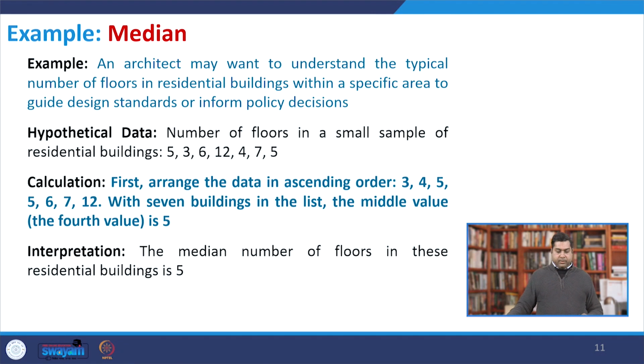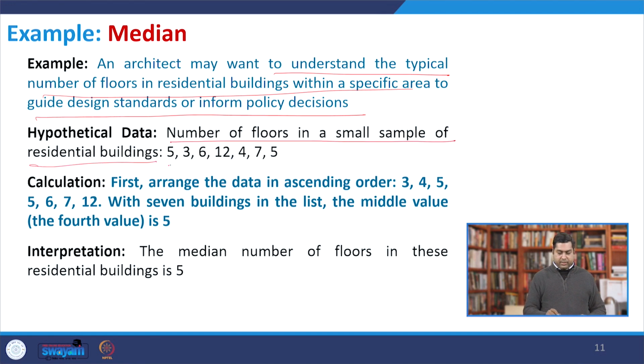Now, an example: an architect may want to understand the typical number of floors in residential buildings within a specific area, to guide design standards or inform policy decisions for building codes. Hypothetical data: maybe the number of floors in a small sample of residential buildings is 5, 3, 6, 12, 4, 7, 5. So, first we have to arrange the data in ascending order. So, 3, 4, 5, 6, 7, 12.